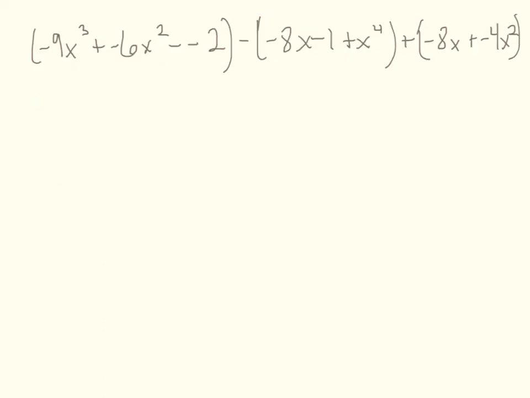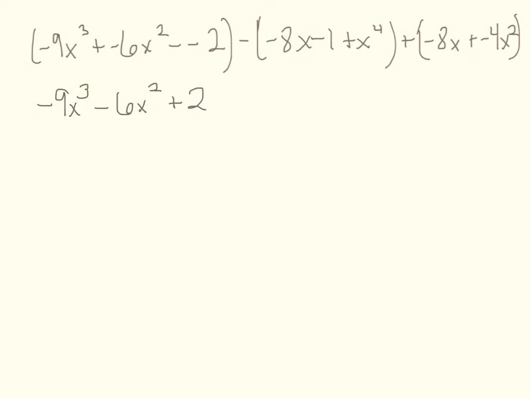Okay, first thing we're going to do is get rid of the parentheses. In the first group, there's nothing in front of it, so we can keep the signs. We don't have to change them. So we get negative 9x cubed. Instead of putting plus minus, I'm just going to put minus. We'll change this double negative to a positive.